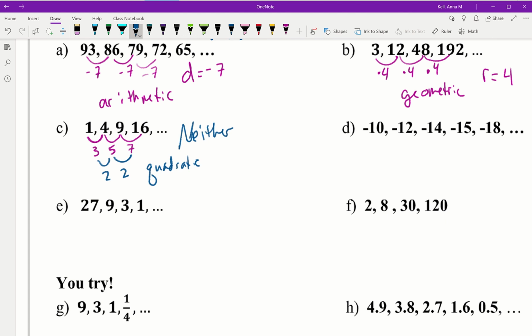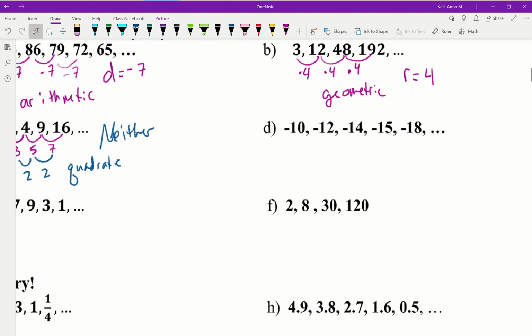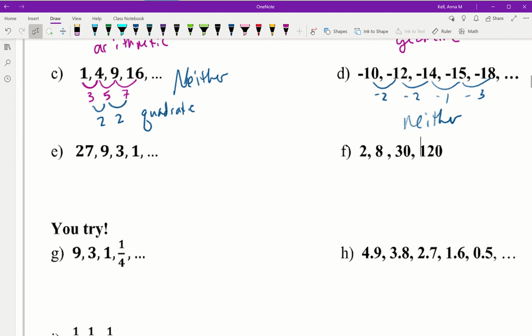Okay, next one. Is this an arithmetic, geometric, or neither? I'm just going to look at what the pattern is from one entry to the next. From -10 to -12, we're subtracting 2. Looks like we're subtracting 2 again. But wait a second. Here we just subtracted 1. Here we just subtracted 3. This is also going to be a neither. It's not a consistent pattern, okay? So don't fall for it by looking just at the first entry. Make sure you look further on, okay?